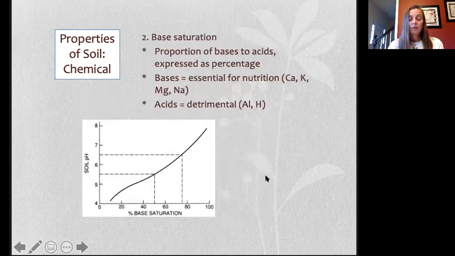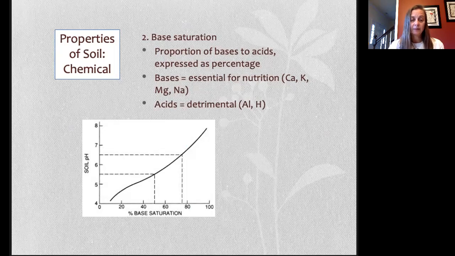Another important chemical characteristic of soil is what we call base saturation. And this is the proportion of bases to acids expressed as a percentage. Those bases are essential for nutrition, and the acids tend to be detrimental. And acids also contribute to leaching of nutrients from the soil. So there is a balance that needs to be achieved for base saturation.